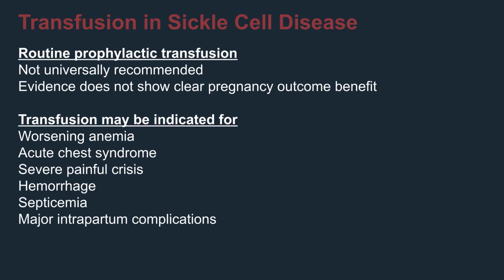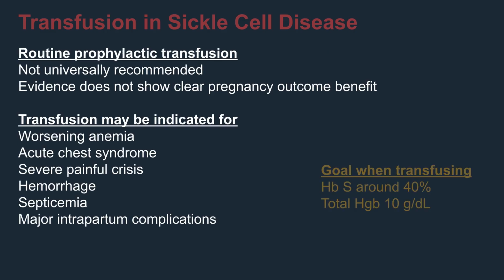Not every pregnant patient with sickle cell disease needs routine prophylactic transfusion. There's no clear pregnancy outcome benefit for everyone. Instead, transfusion is indicated with worsening anemia, acute chest syndrome, severe crisis, hemorrhage, or sepsis. The goals to remember are HbS to about 40% and bringing the hemoglobin to around 10.